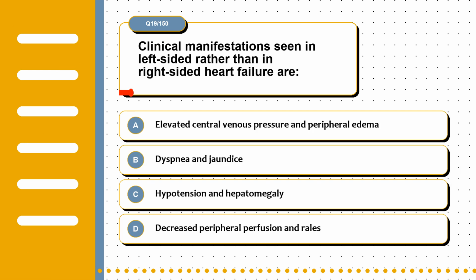Question 19. Clinical manifestations seen in left-sided rather than in right-sided heart failure are, here are the options. Option A, elevated central venous pressure and peripheral edema. Option B, dyspnea and jaundice. Option C, hypotension and hepatomegaly. Option D, decreased peripheral perfusion and rales.